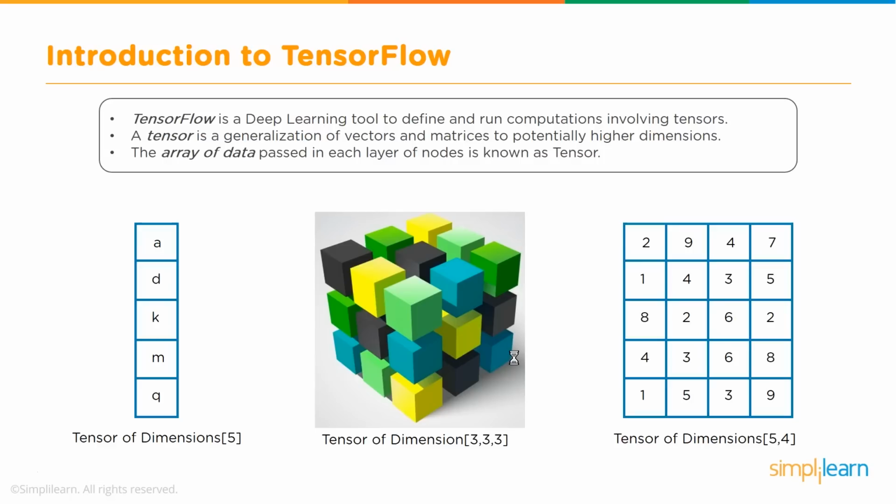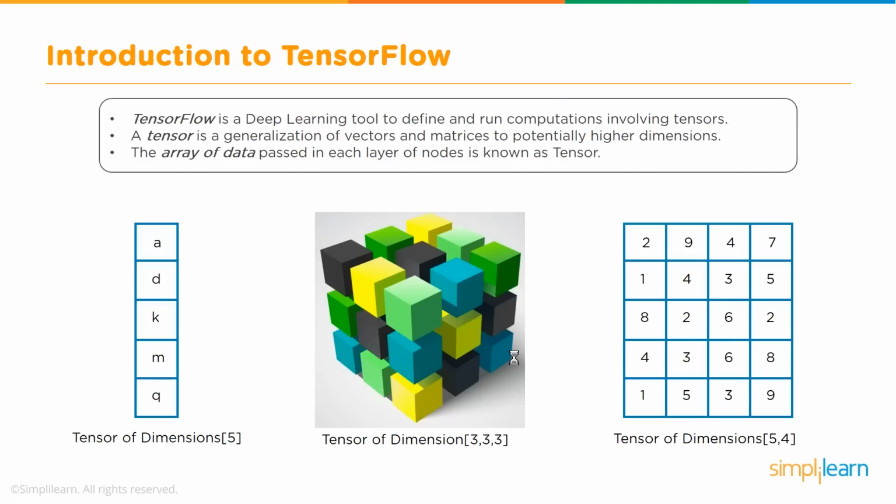So one is the tensors, and then the other is the graphs or the flow. That's the reason for this kind of name, TensorFlow. So what are tensors? Tensors are like multi-dimensional arrays, if you will. That's one way of looking at it.